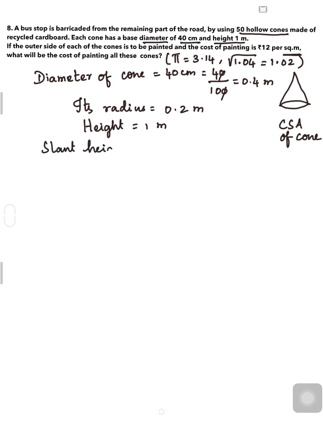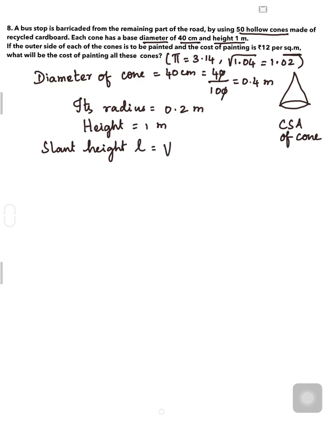In the question itself they have given one more hint, that is root 1.04 is equal to 1.02. This is also given. What is given? Pi is 3.14 and root 1.04 is 1.02. So radius we found as 0.2 and height is given as 1 meter. We need the cost of painting the cone. So what area will be painted? CSA of the cone will be painted. So for CSA we need slant height. So we need to find the slant height using radius and height.